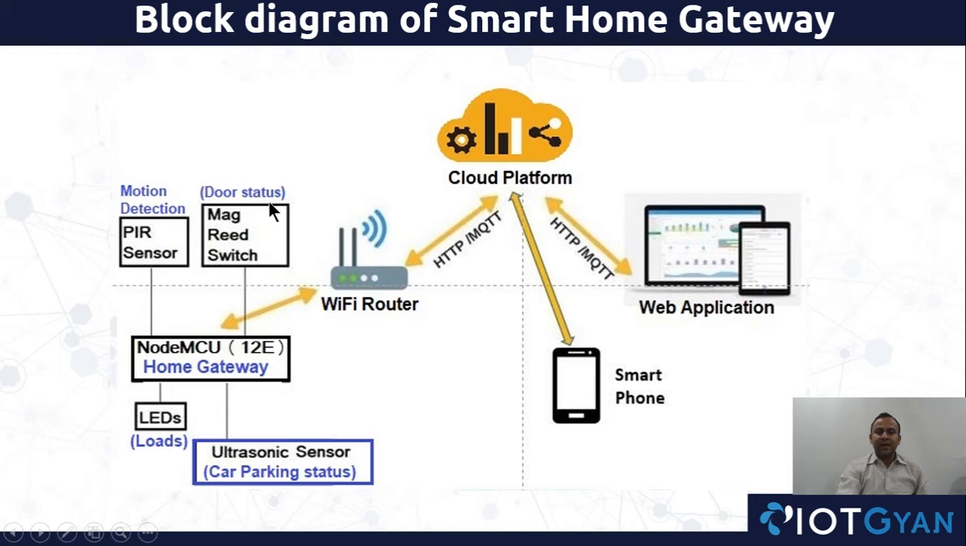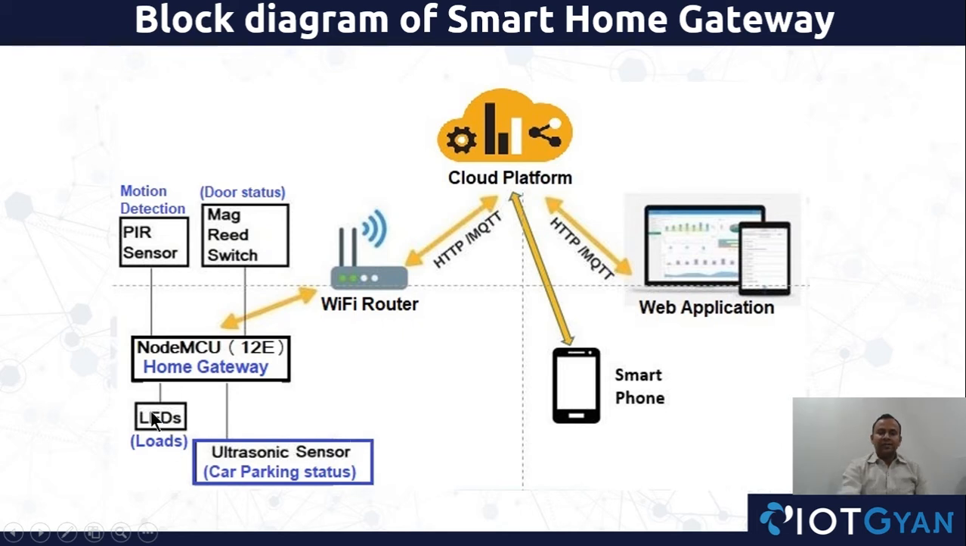The second sensor is my magnetic reed switch. It is placed at the corner of two of my doors. As soon as somebody opens the door, it changes its state and the same information is available to me. The third sensor I have used in my smart home is the ultrasonic sensor. You can think of some more creative applications, but right now I have used this ultrasonic sensor to see whether my car is there or not.